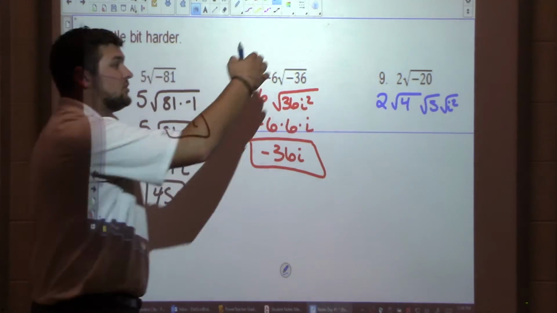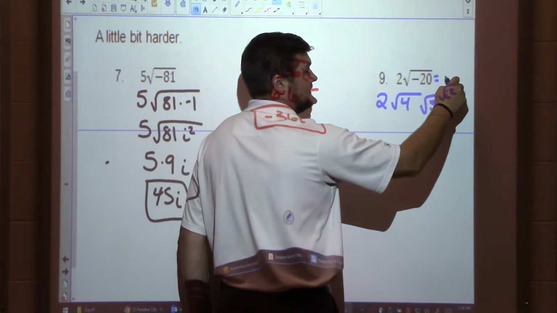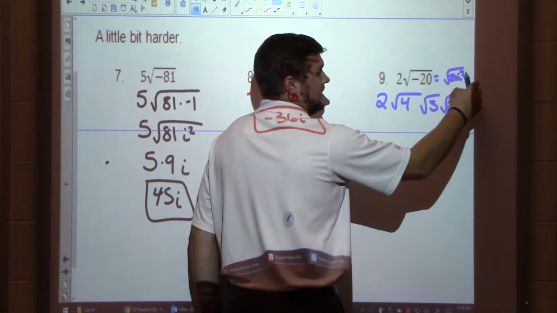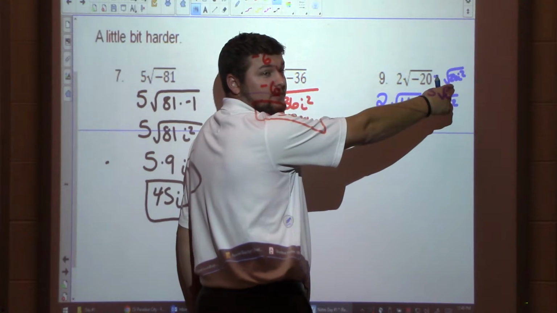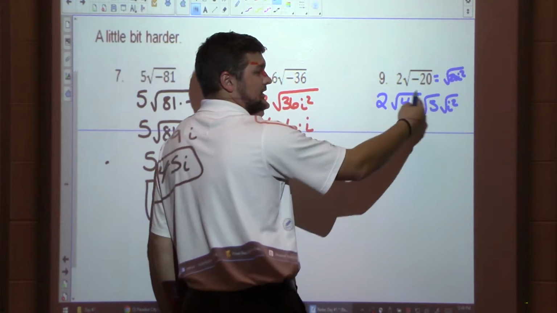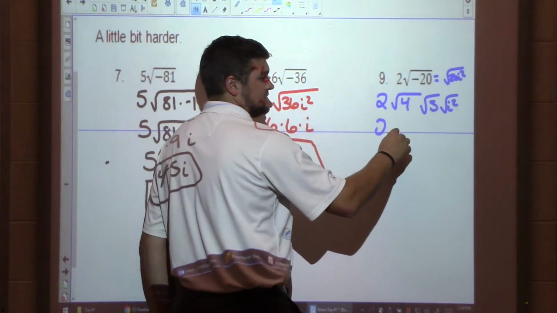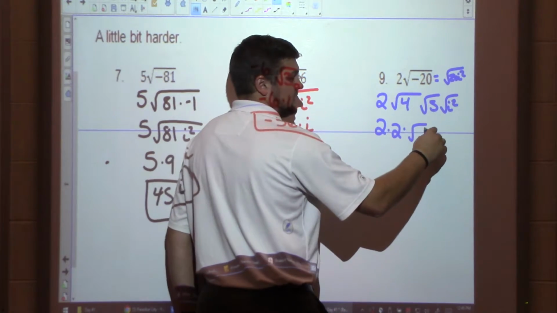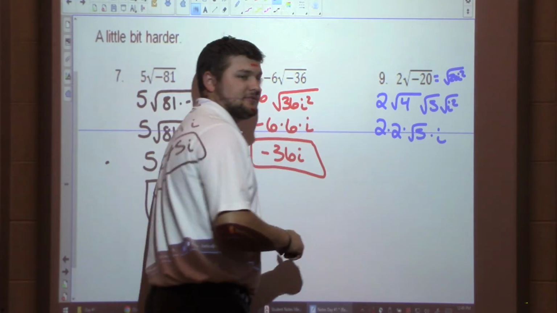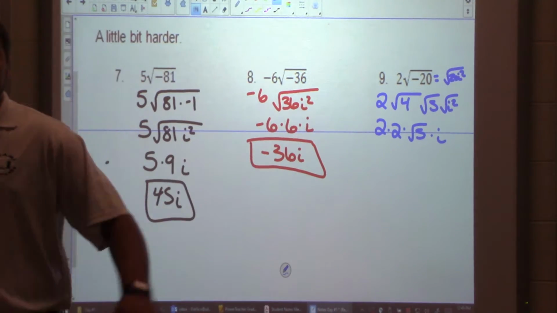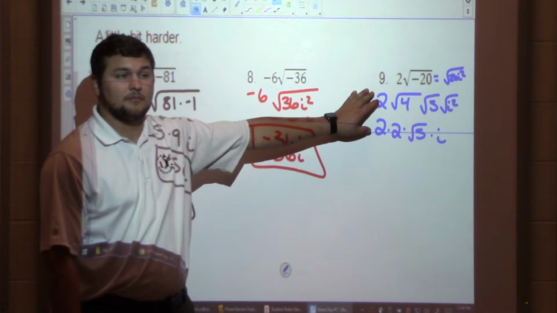We know it becomes 20 and i squared. And then we can break 20 down. Find a perfect square that goes into there. 4 times 5 is the same. Well, that becomes 2 times 2 times square root of 5 times i. Does that make sense? We all see where we got these pieces from.